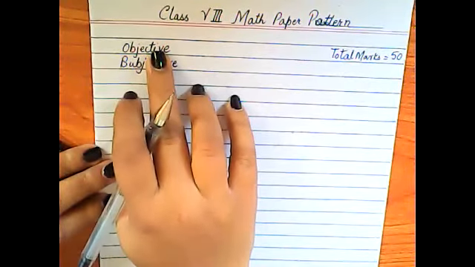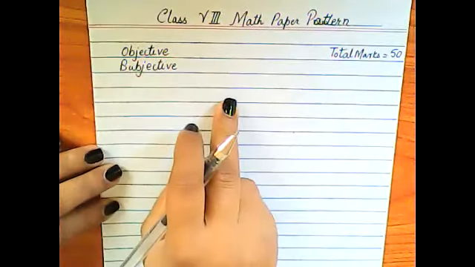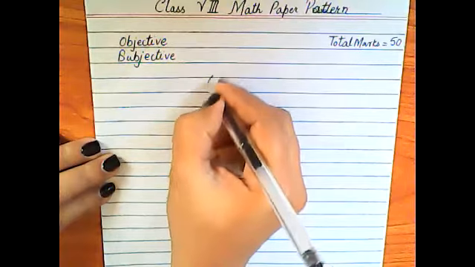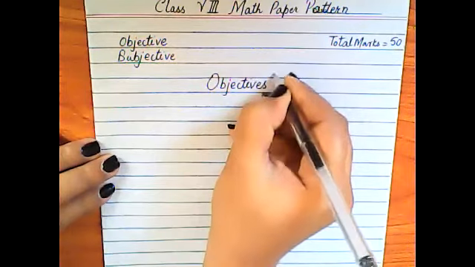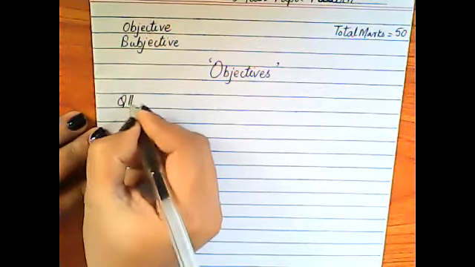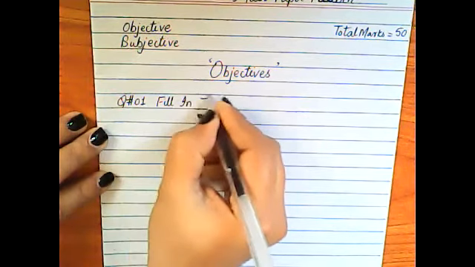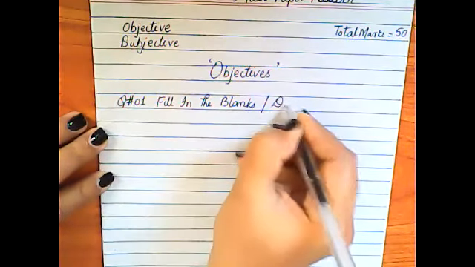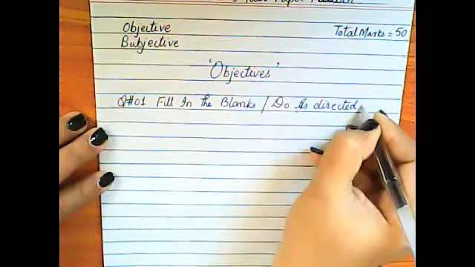Now let's talk about the objective section. When you are going to attempt the objective section in your answer sheet, you will simply write down the heading of objectives, and then you will write down question number one. In the paper, question number one may be fill in the blanks, or it may be do as directed. So you have to attempt the question in your answer sheet.